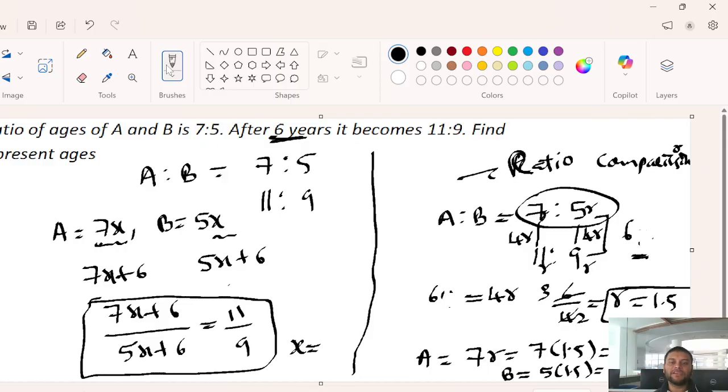I hope you understood, guys. We are just comparing the ratios here and tracking how much ratio change there is for the time change of 6 years. So clearly there is a 4 ratio change. So 4 ratio change must be equal to 6 years, and we are equating 4 ratio change equal to 6 years and answering the question.